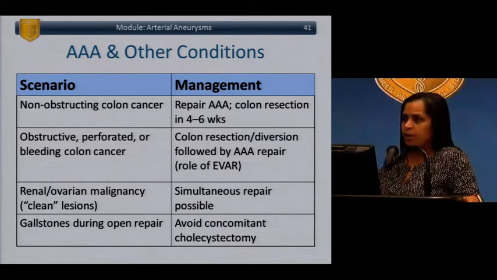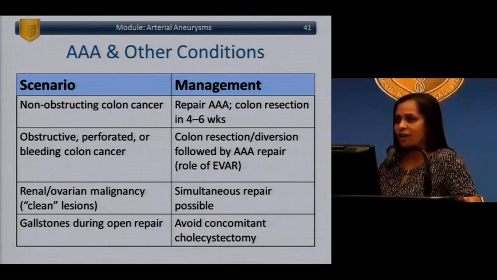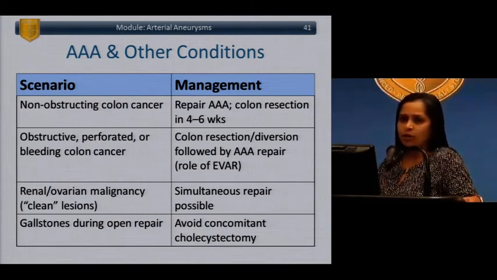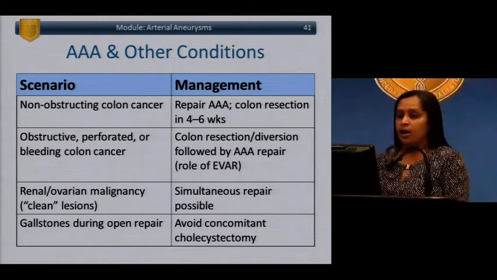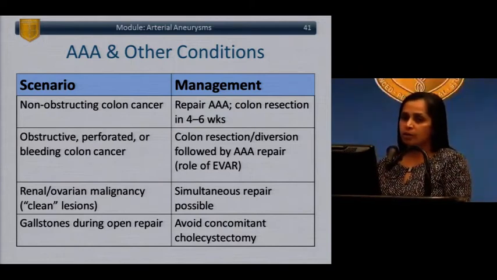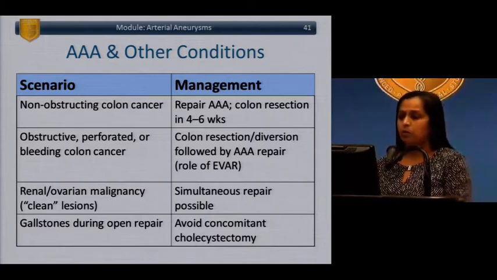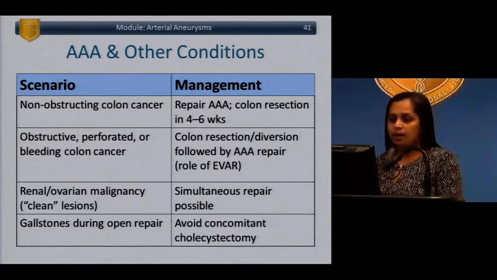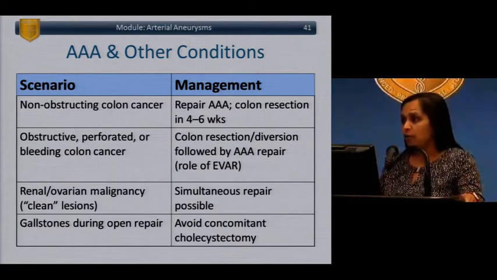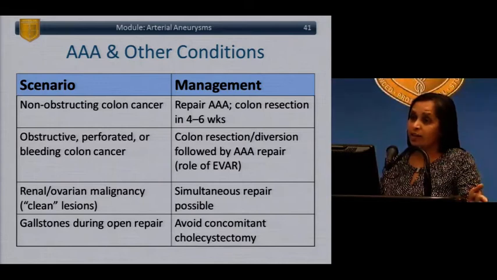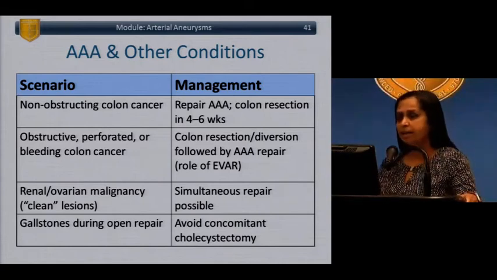And then another favorite sort of board question, if you remember, is the issue of other conditions encountered when you are trying to repair an abdominal aortic aneurysm. This is obviously more an issue when you're doing an open repair and encounter some of these conditions. A non-obstructive colon cancer, if you go in to repair the aneurysm, you should just go ahead and repair the aneurysm and then resect the colon later. If you encounter a bleeding, obstructive, or perforated cancer, then you want to go ahead and treat the cancer first and repair the aneurysm later. And if you have an option later to do an endovascular repair, that may be a better option rather than going back into the abdomen.